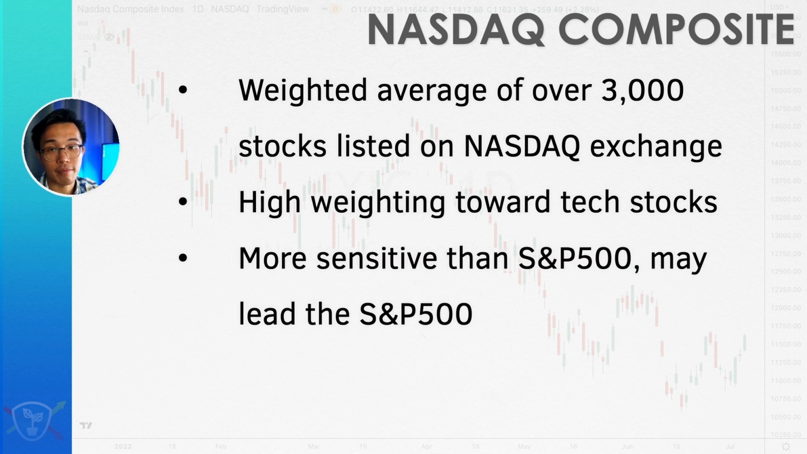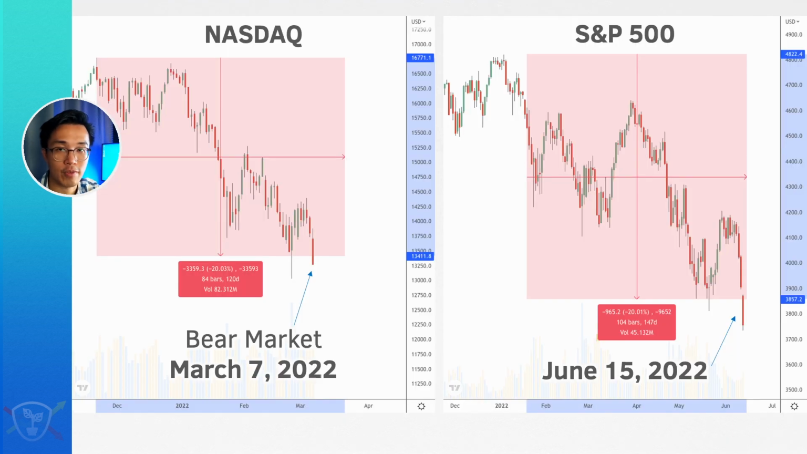And that means that from time to time, the movement of the Nasdaq index can lead the movement of the S&P 500. For example, we can look at recent movements in the market over the past few months. We see that the Nasdaq crossed into bear market territory a few months before the S&P 500 did.